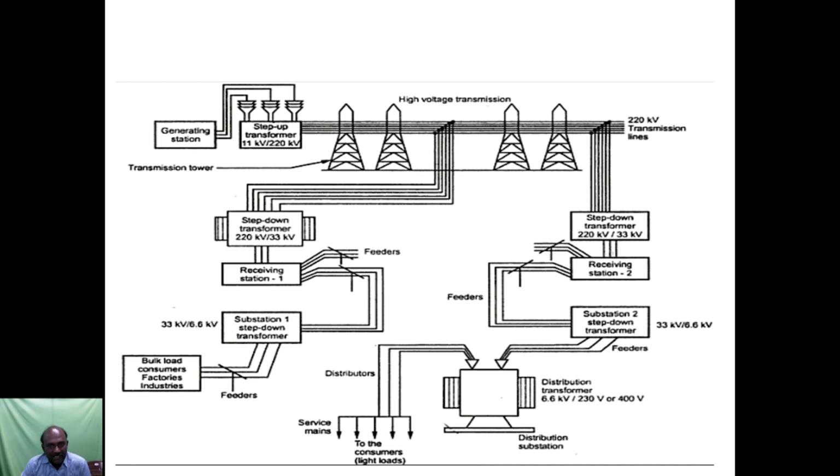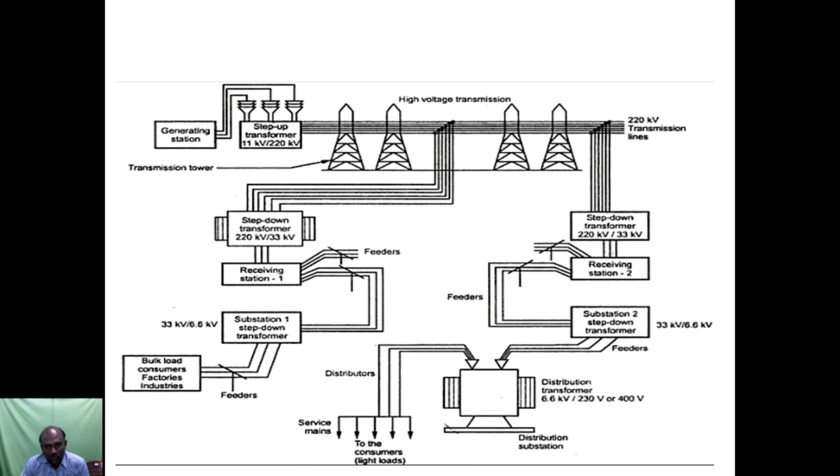The secondary transmission. What happens after the primary transmission is stepping down of the voltages. Whether it is secondary transmission or primary distribution or secondary distribution, here we are stepping down the voltages. So the stepped up voltage of 220 kV is being stepped down. So here the high voltage 220 kV is being stepped down to 33 kV. The next one is receiving station 2.